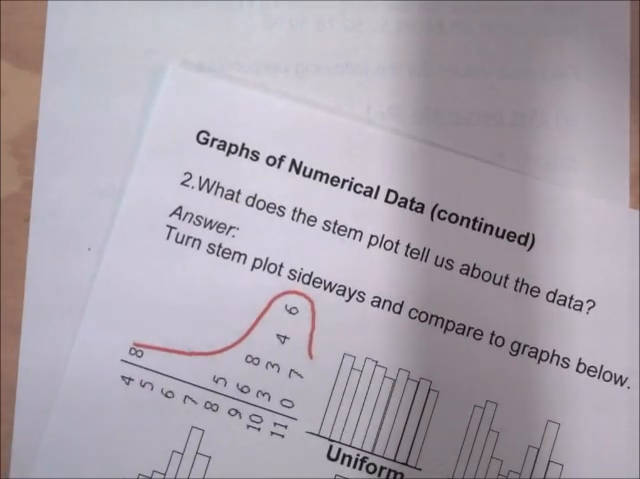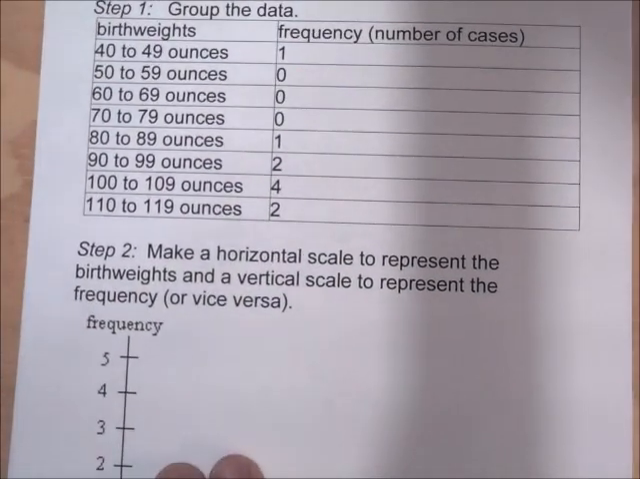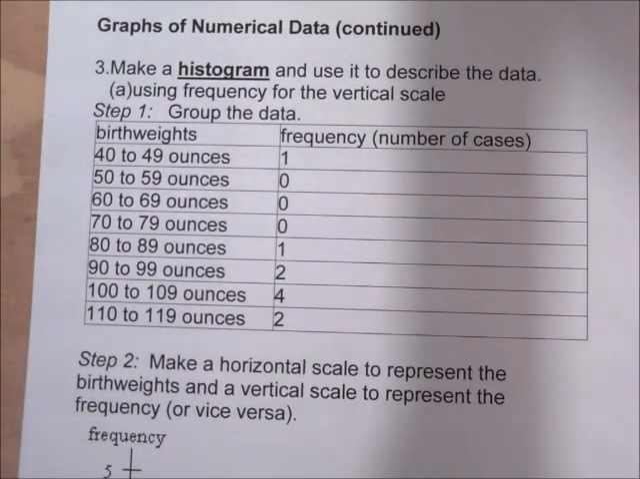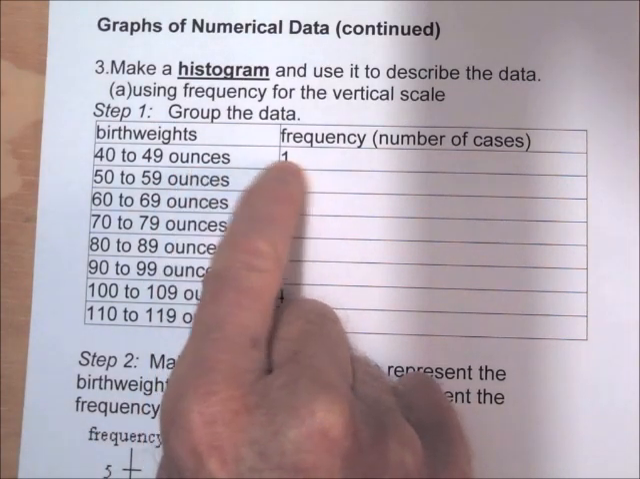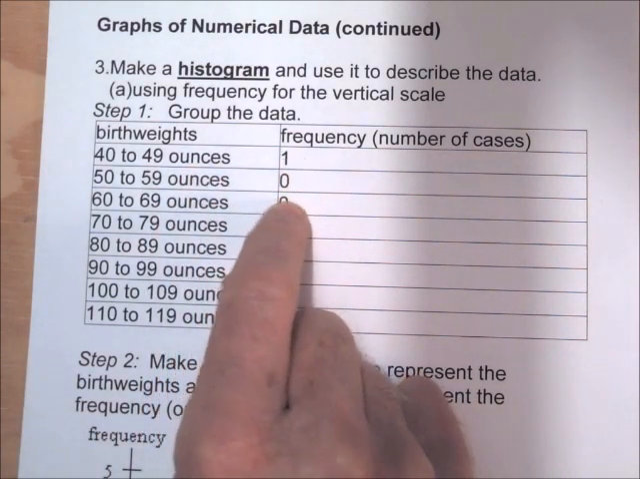Okay, so there are other types of graphs that we can do. Another type of graph is a histogram, and for a histogram, usually it's a good idea to group the data. You don't want too much detail in your graph, because sometimes it obscures the overall pattern. So typically in a histogram, you group the data. We had one baby in the 40s, the 48 ounce baby, nobody in the 50s, 60s, 70s.